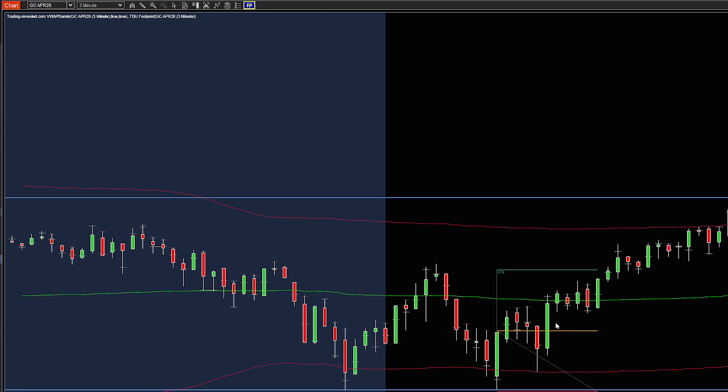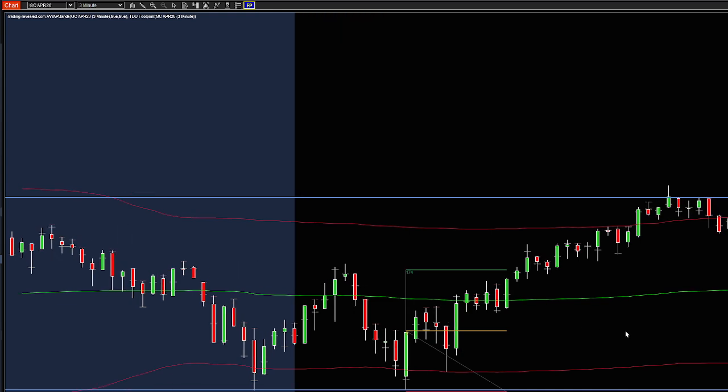I usually do 2-to-1, but for examples, I'm just using 1-to-1. So as much as I'm risking is as much as I'm making. With higher probability setups, it's something you shouldn't worry about, especially if you're just trying to say forget the risk to reward ratio and just go straight for, hey, I'm entering on this rejection and I want to take it all the way to the top here.